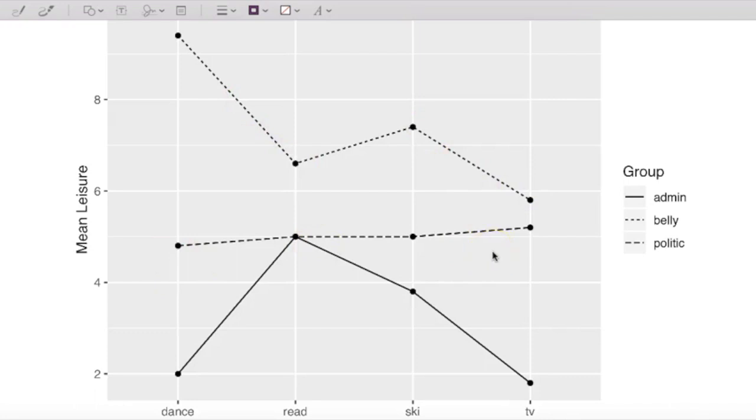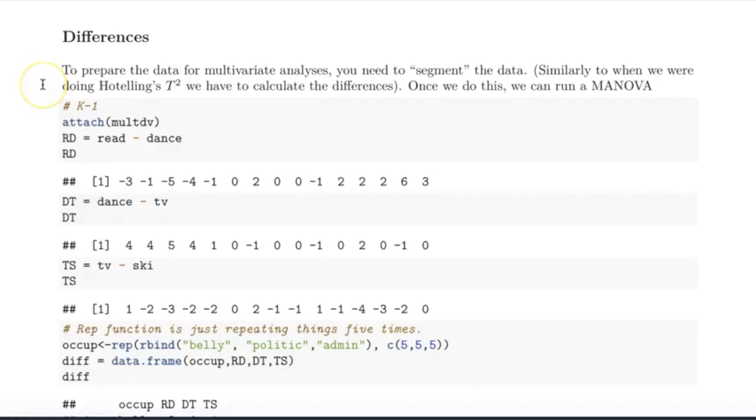So just by looking at this graph, remember the research question is, do the groups have parallel profiles? No, they don't. Just look at this mess. So I can already answer that question. Maybe not with statistical significance, but I can already answer it just by looking at this. So now we're going to do the differences between each of the measurements.